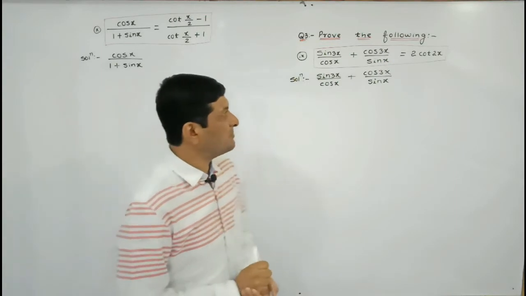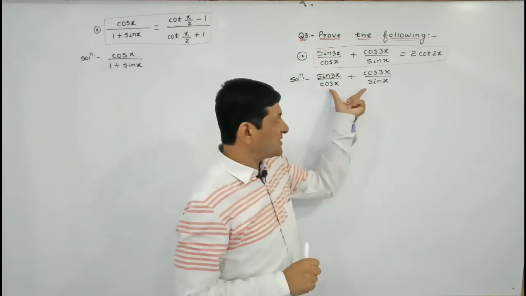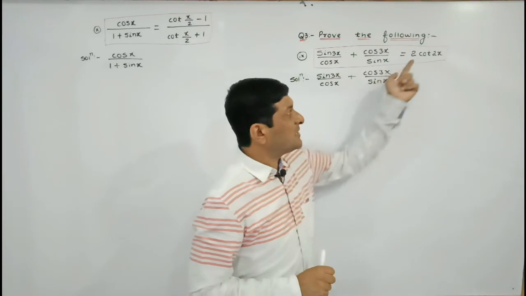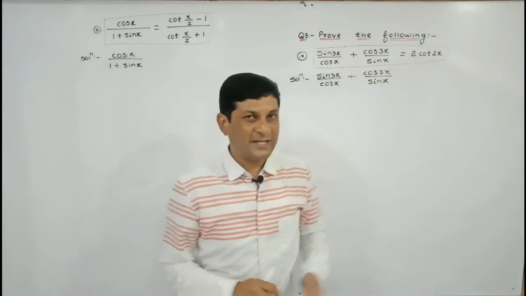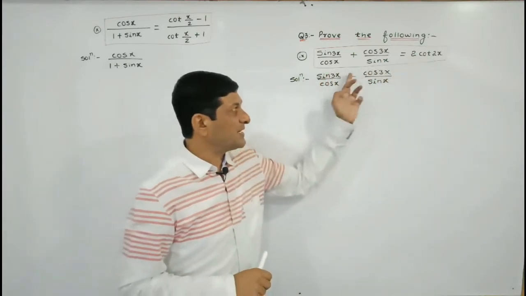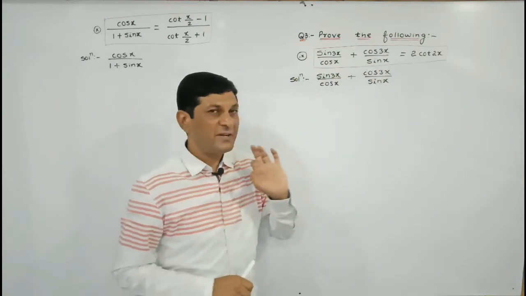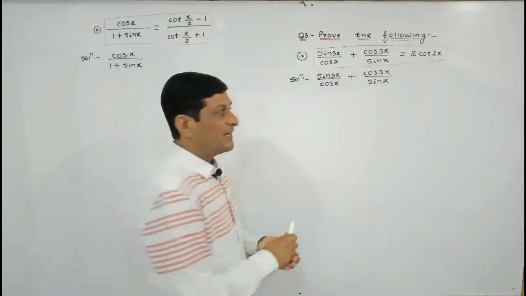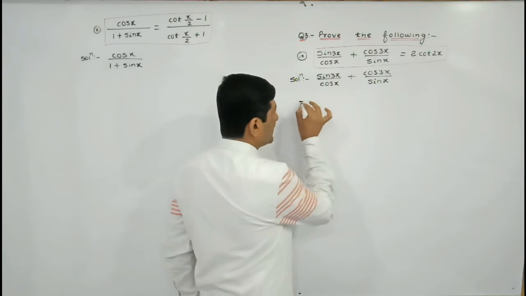Now see, in this example, we have considered the left hand side. Let us simplify this left hand side to get our required result on the right hand side. So here two terms are connected by what? Plus. So to simplify it, we are taking cross multiplication. Let us see what we'll get if we are taking cross multiplication.